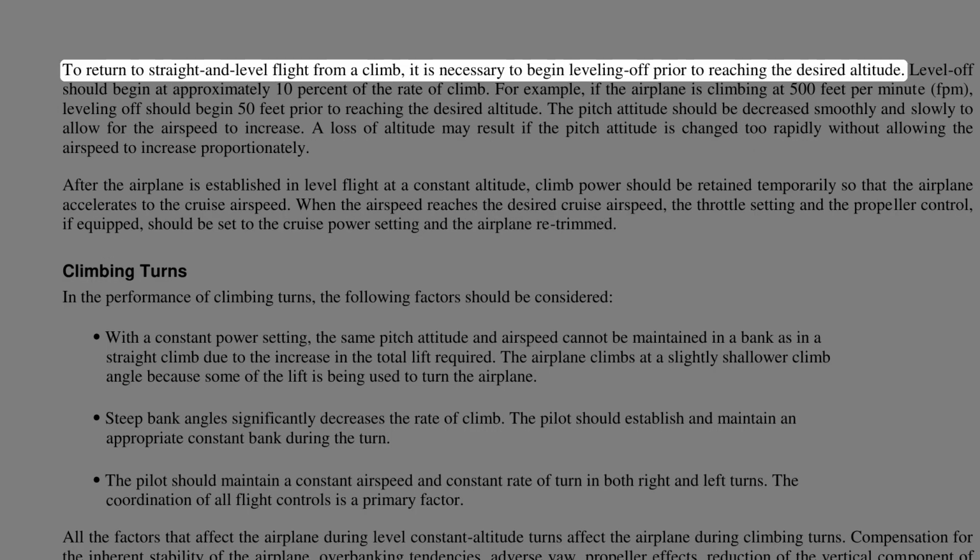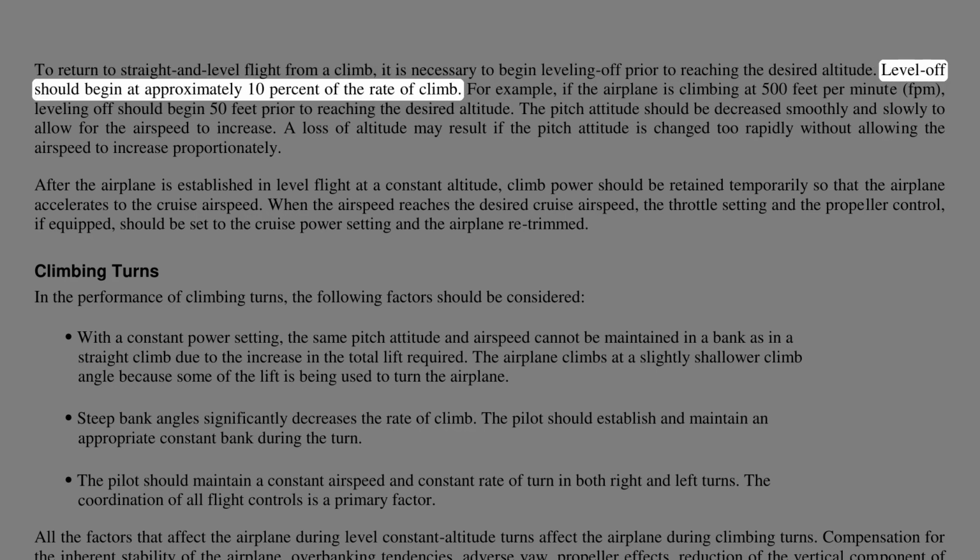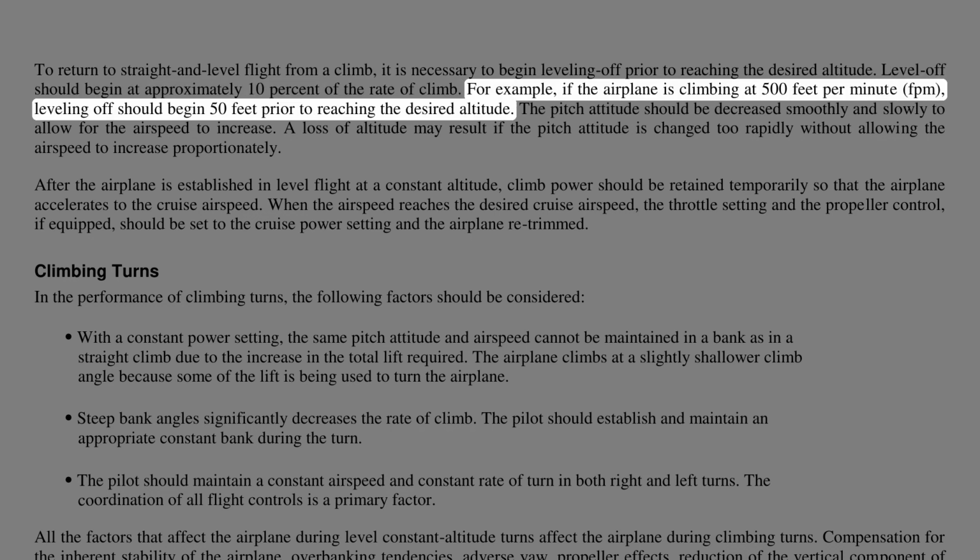To return to straight and level flight from a climb, it is necessary to begin leveling off prior to reaching the desired altitude. Level off should begin at approximately 10% of the rate of climb. For example, if the airplane is climbing at 500 feet per minute, FPM, leveling off should begin 50 feet prior to reaching the desired altitude.